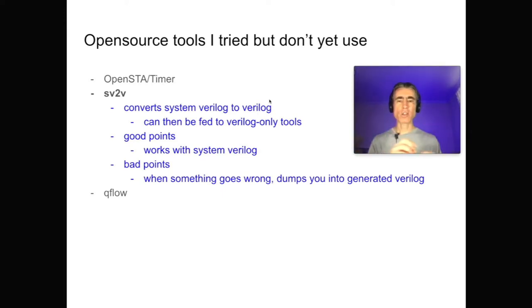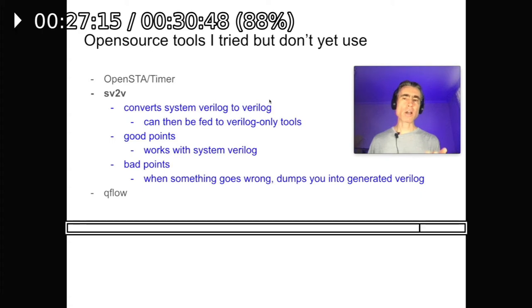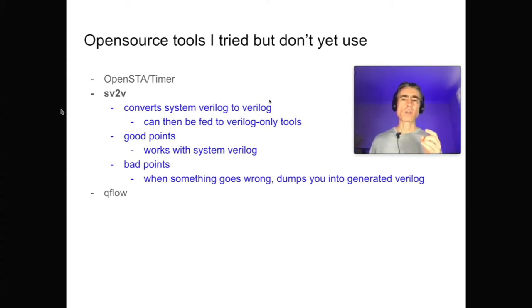So I have two sets of code: the SystemVerilog that I wrote and know intimately, and then whenever I get an error, I get dumped into generated code I didn't write, which is quite challenging. I tried that for a while, but currently I find it more effort to deal with the dual code than to simply keep everything in Verilog, the lowest common denominator across all the tools I'm using. But I do like the idea of SV2V. I feel it would be nice if it could do what it does and then dump you into the SystemVerilog when there's an error, with a SystemVerilog-related error, rather than dumping into the generated Verilog.